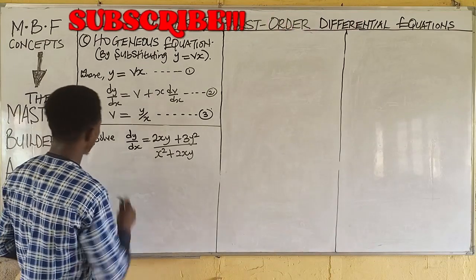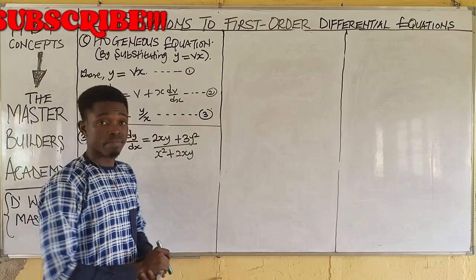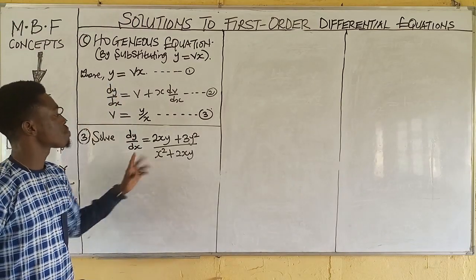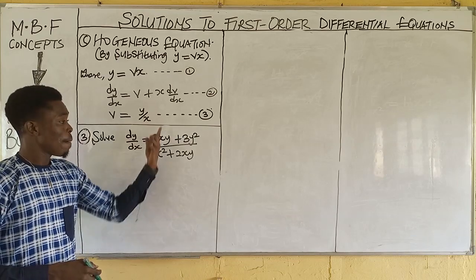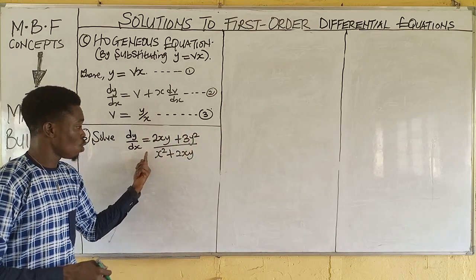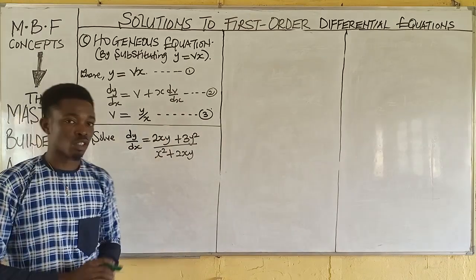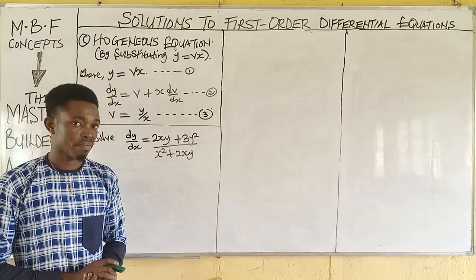Okay, now we have question number 3 on the board, guys. And we are asked to solve dy over dx is equal to (2xy plus 3y squared) all over (x squared plus 2xy). Now let's check if we can factorize the numerator.